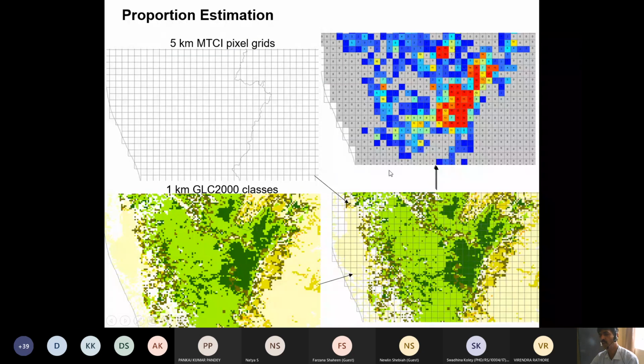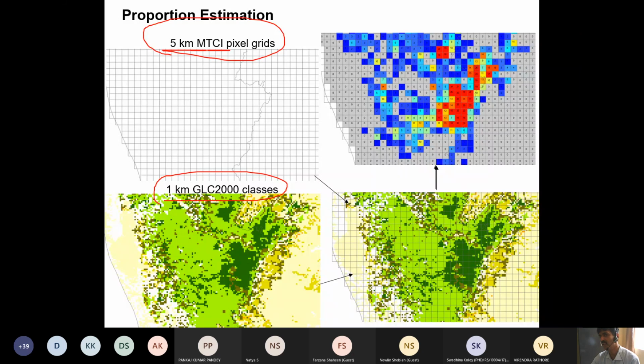So how did we quantify this? We have to find out how much vegetation is there in a particular operational grid. This grid may be a 5 kilometer by 5 kilometer grid, or maybe a 1 kilometer by 1 kilometer grid. Suppose you see the 1 kilometer land cover on the left hand side, and this is my 5 kilometer pixel.